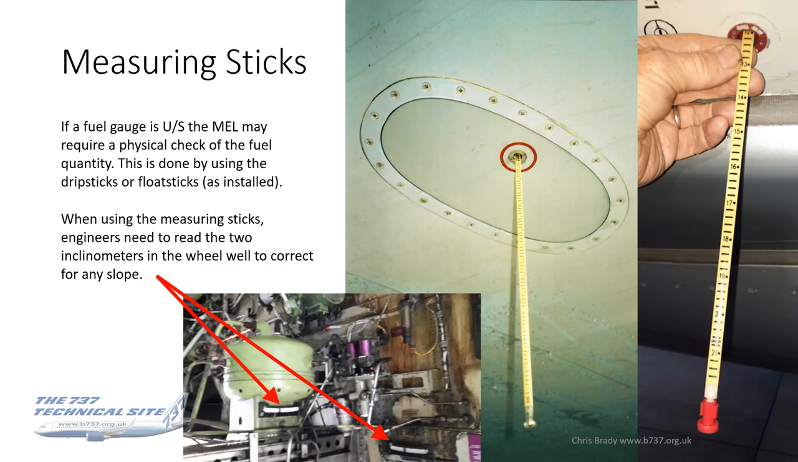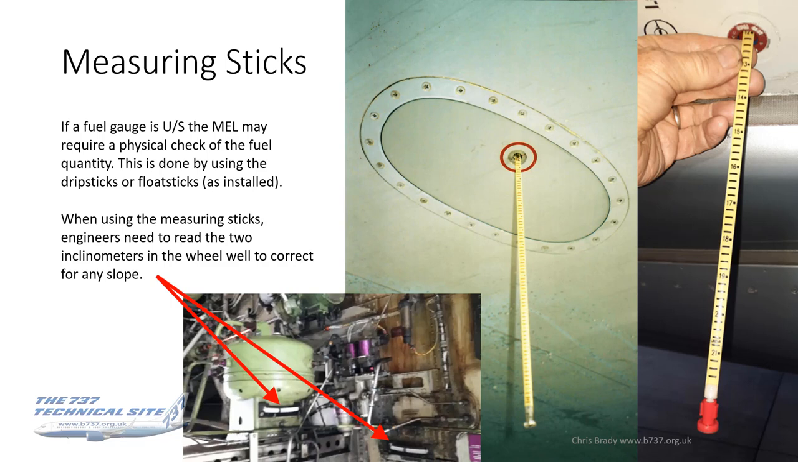The MEL does allow for a fuel gauge to be unserviceable, and in that case, the engineers have to come out and actually dip the tanks to confirm and verify your fuel quantity. It's a long and painstaking job. And if you ever wondered why there were two inclinometers in the wheel well, which I've shown in that bottom photo, this is one of the reasons why, because the engineers need to take the readings off those to correct the readings on the drip sticks or float sticks, whatever they are, to give an accurate figure.